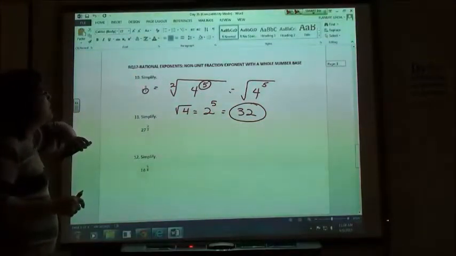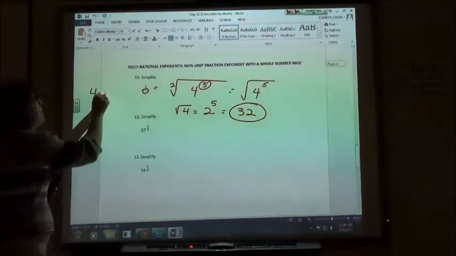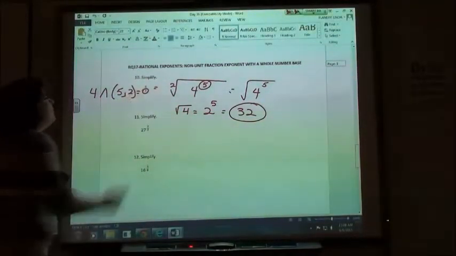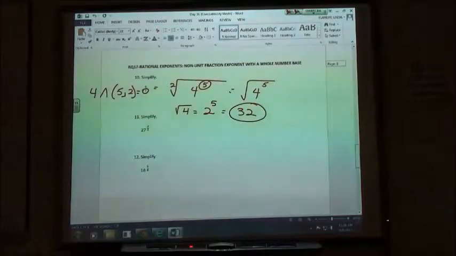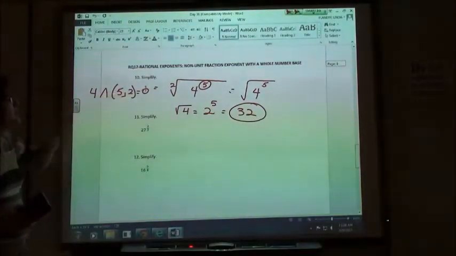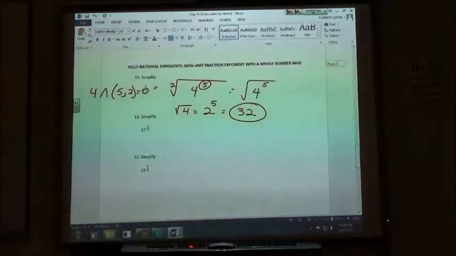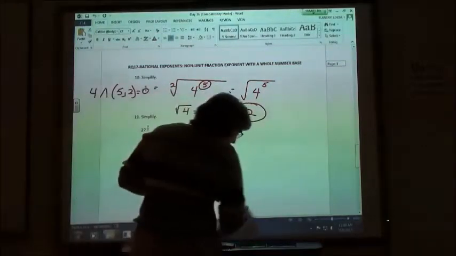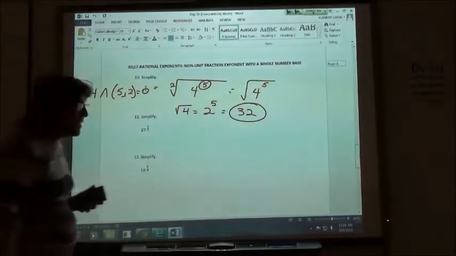Here, if I'm going to do this on my calculator, I need to be careful that I put the fraction in parentheses. If you don't put the parentheses around that, the calculator is going to do the exponent before the dividing. So you have to make sure you use your parentheses. 4 caret parentheses 5 over 2, and if you hit equals, sure enough, I get 32 on my calculator. So do them on your paper, check them with your calculator.